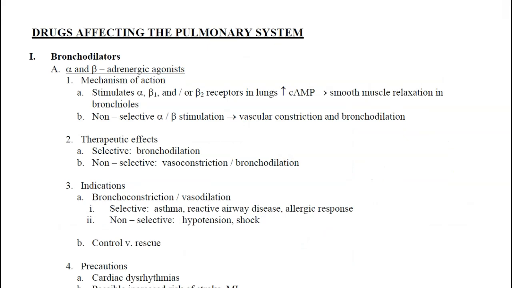Now, on the other hand, we have the non-selective, which again causes vasoconstriction. Because of its effect, it's often used for hypotension or shock.